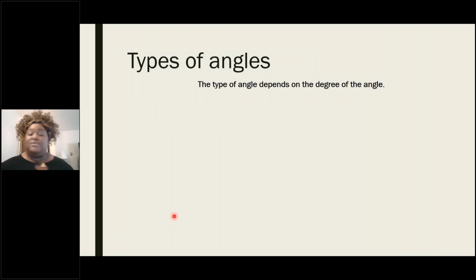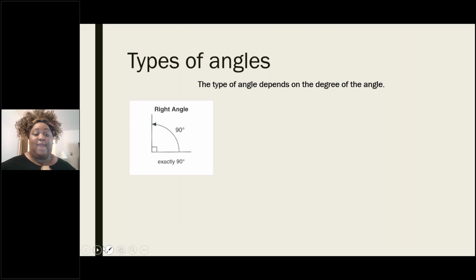So now we have several types of angles, and the type of angle depends on the degree of the angle. So the first one I will see is a right angle. A right angle is L-shaped. It can look like an L, it could be flipped around, it could be upside down, but it's always that straight L shape. And usually if you see this small square in the corner, that lets you know that it's 90 degrees or a right angle. Right angles are always exactly 90 degrees.